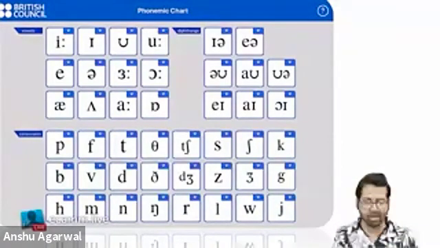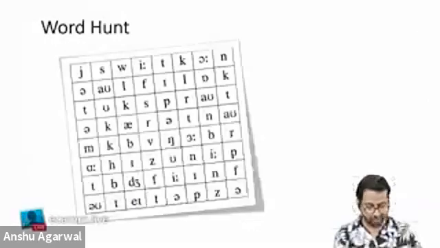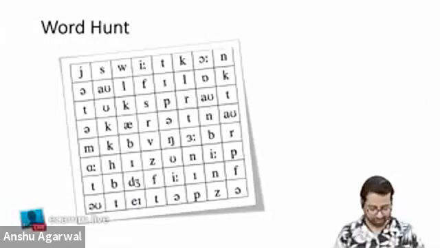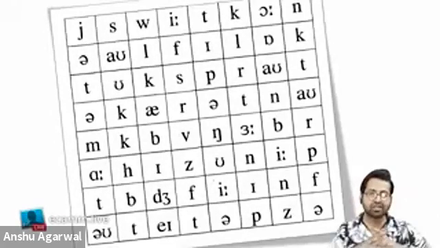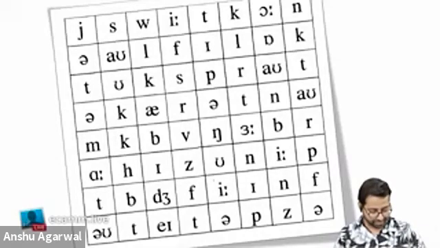So I have a homework for you. Do this before you come for the session next. Do it today or tomorrow. Now here's a word hunt for you. There are names of 10 vegetables which are hidden here, okay? I'll give you one example.